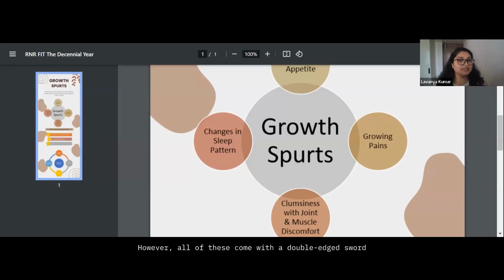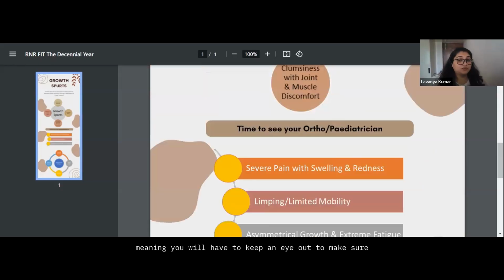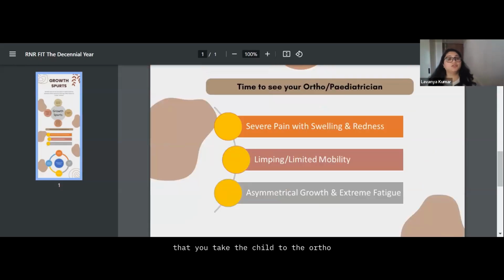However, all of these come with a double-edged sword, meaning you will have to keep an eye out to make sure that you take the child to the ortho or the pediatrician, especially when there's severe pain accompanied with swelling, redness, warmth. If there is any pain in a region which is accompanied with swelling or redness or warmth, any of these three, which is almost always, see, if there's swelling, it may occur without redness and warmth. But if there's redness involved, there's always swelling.